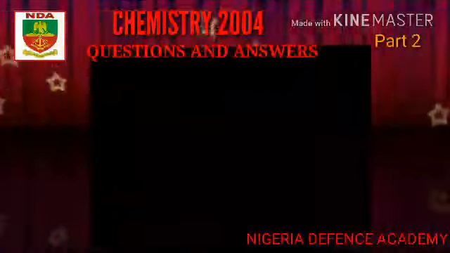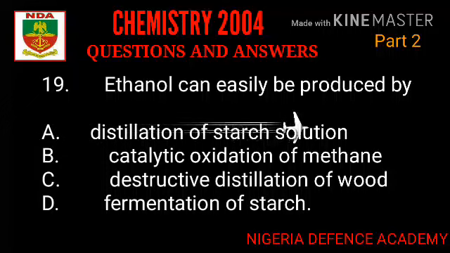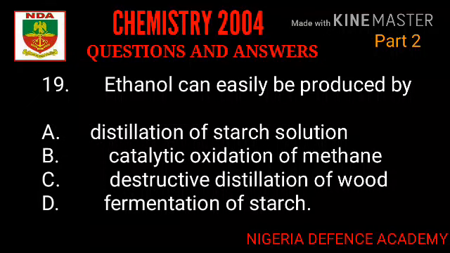Ethanol can easily be produced by what? Option A, distillation of starch solution. Option B, catalytic oxidation of methane. Option C, destructive distillation of wood. Option D, fermentation of starch. Which of these options is the answer for it? Well, I think the right answer here is option D. Fermentation of starch is the right answer.